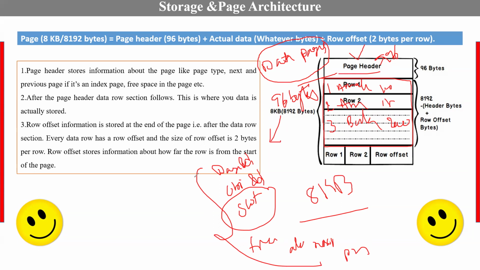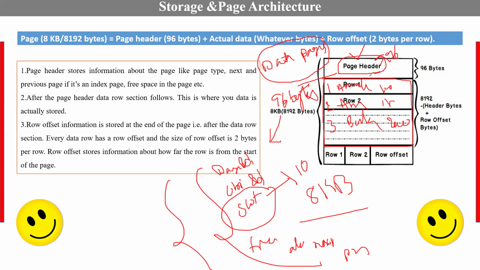Page header will contain page ID, object ID, and slots. Slots are very important. Slots means how many records are available. If you see that 10 slots are available, it means 10 records are available in this page. So whenever you see the slots, you will know how many records. It also contains how much space is allocated, how much free space is available, what is the next page, and what is the previous page. All this metadata information is stored in the page header.